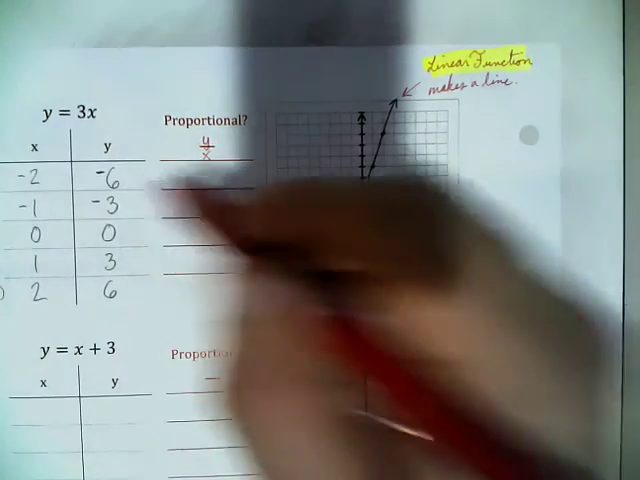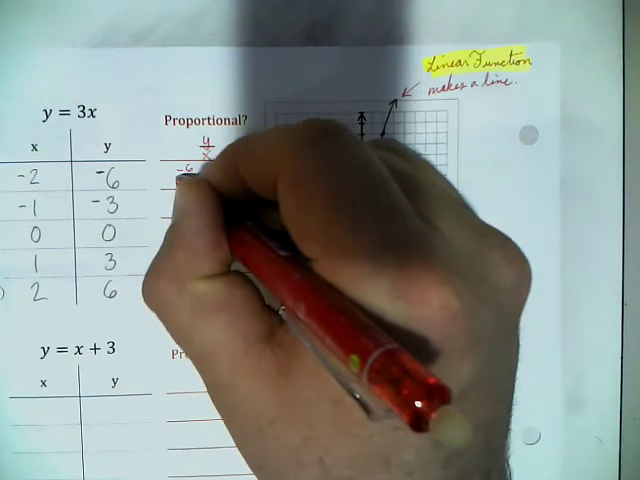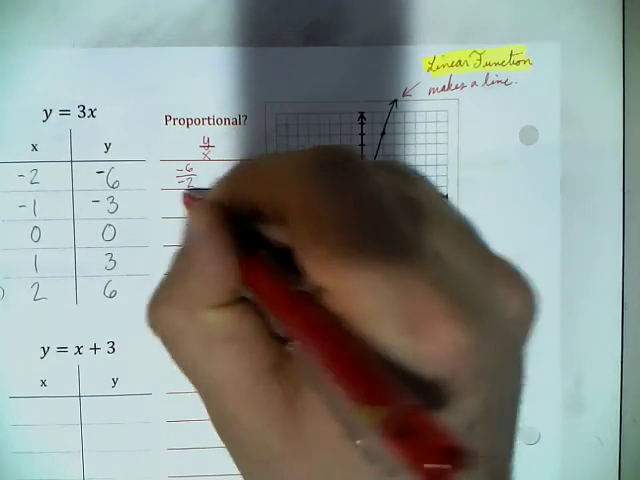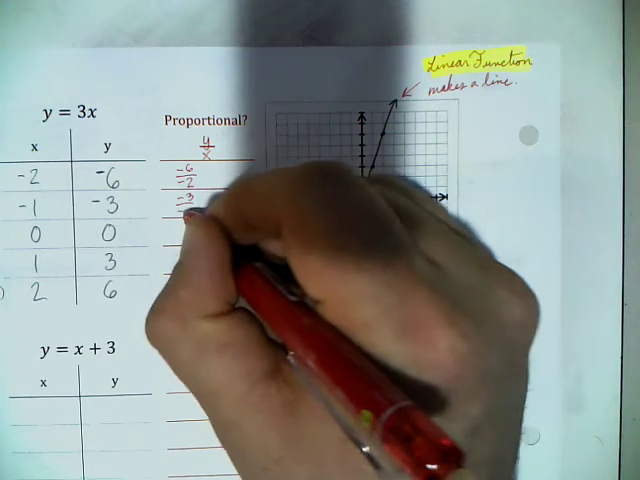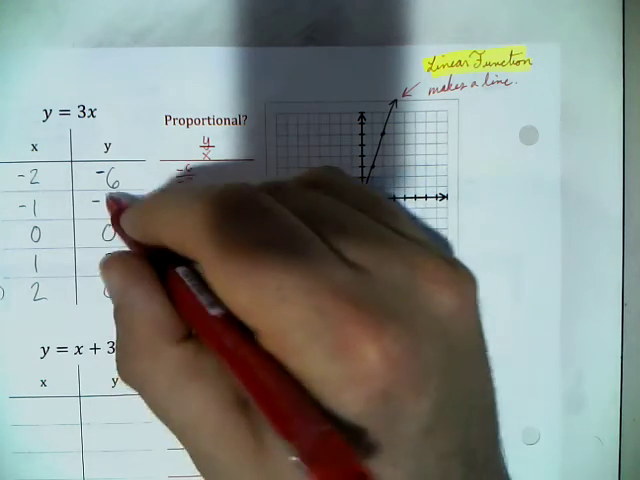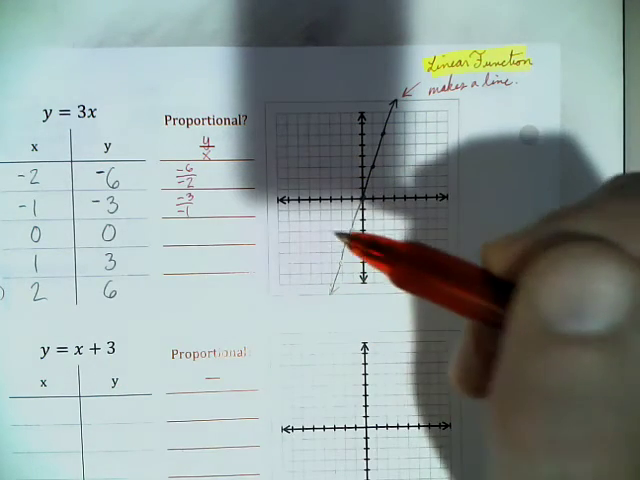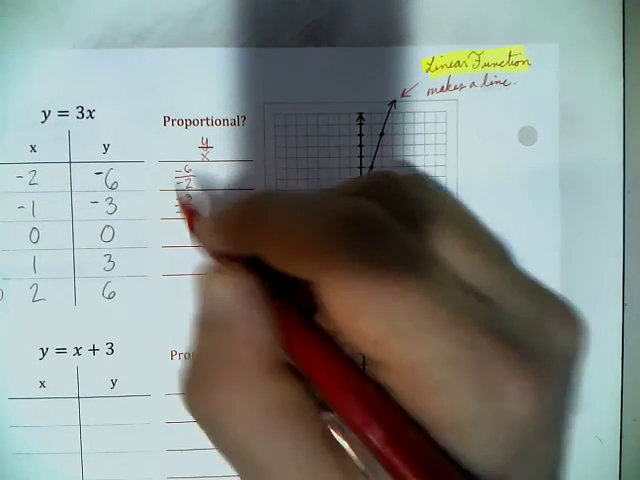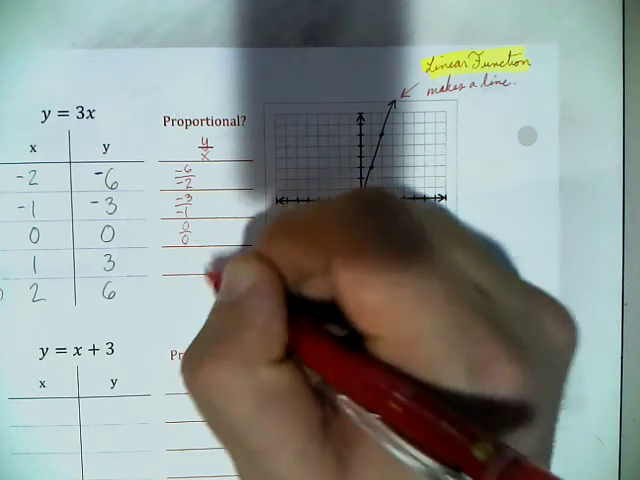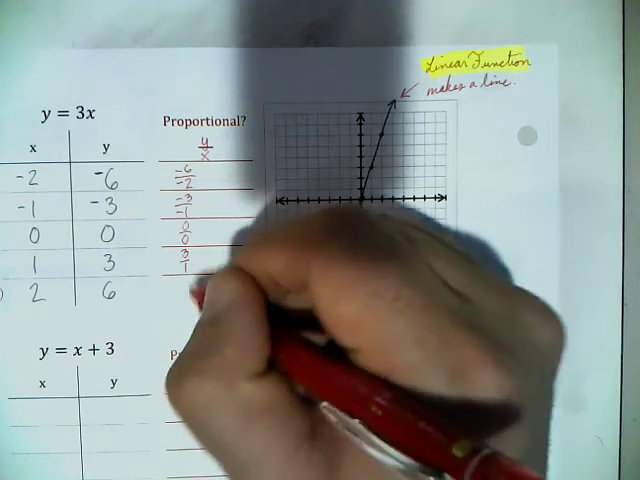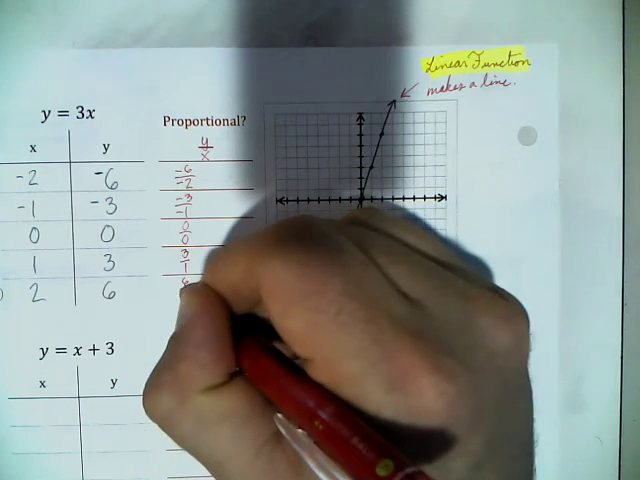So in this case here, this would be a -6 to a -2. This would be a -3 to a -1. So y value on top, x value on bottom. This would be 0 over 0. This would be 3 over 1, and this would be 6 over 2.